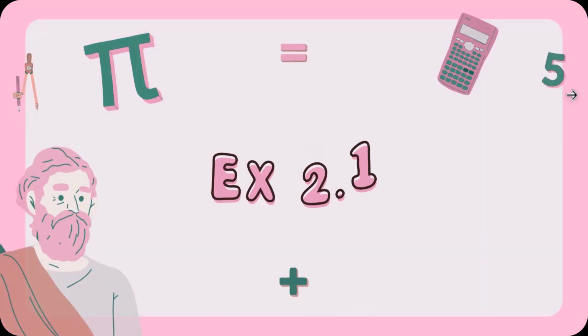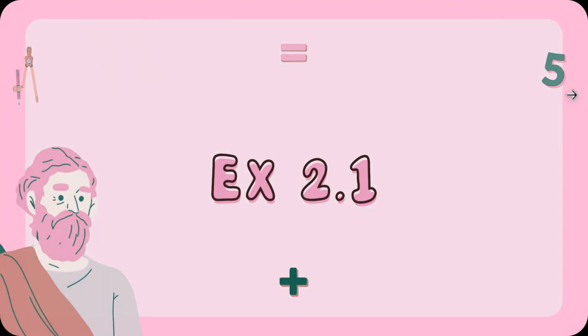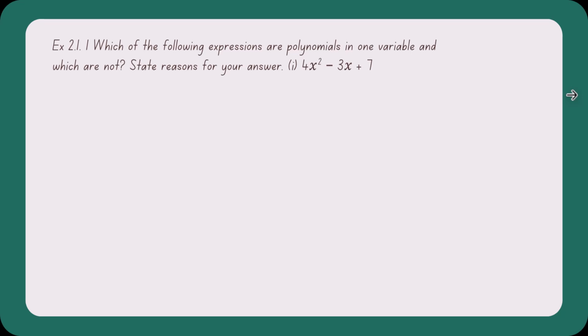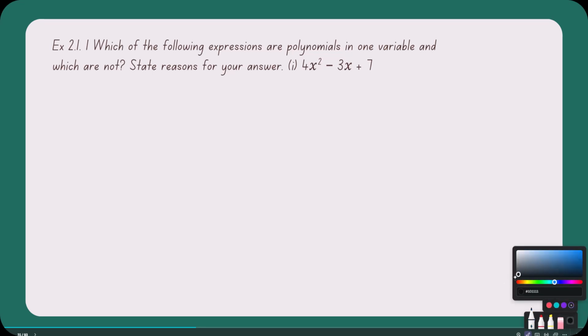Okay, starting with exercise 2.1, the first question is 4x square minus 3x plus n. Which of the following expressions are polynomials in one variable and which are not? Is this a polynomial in one variable? Yes, right? How many variables are there? It's very easy. You'll just look for the number of variables. How many variables are here? There's only one variable. So if there is only one variable, it is a polynomial in one variable.